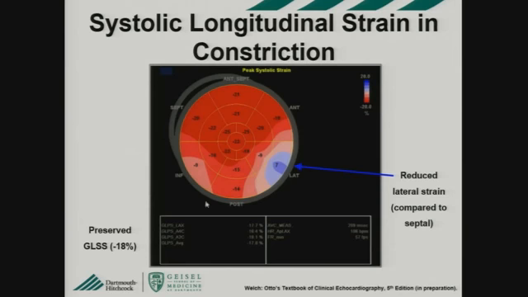So this is a bullseye pattern for longitudinal systolic strain, showing us what we expect, that global longitudinal strain is preserved in constriction generally, so minus 18%. But the lateral wall does not shorten to the same degree that the septal wall does, and I think that once again makes sense because the lateral wall is encased by this pericardium. So we see regional differences in the ability of the heart to shorten longitudinally because of that adherent pericardium.